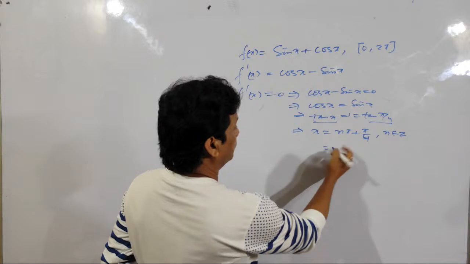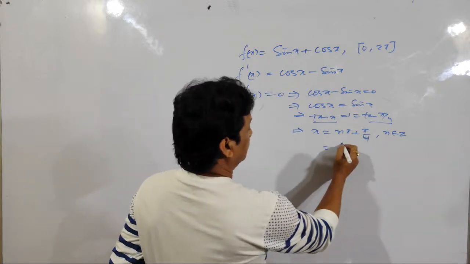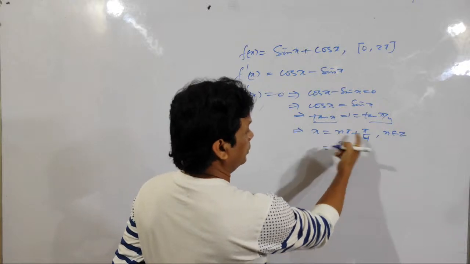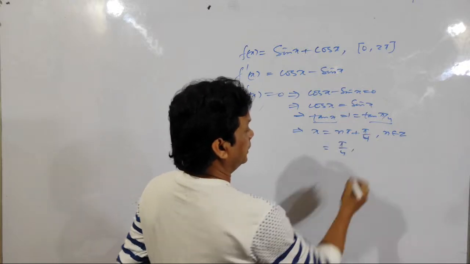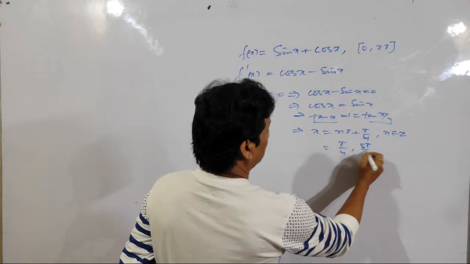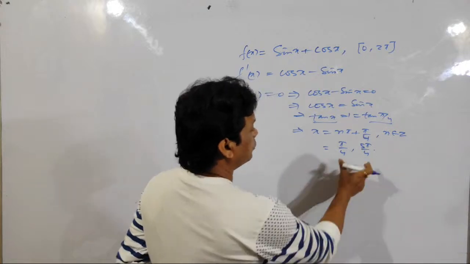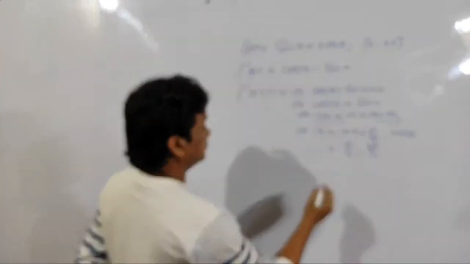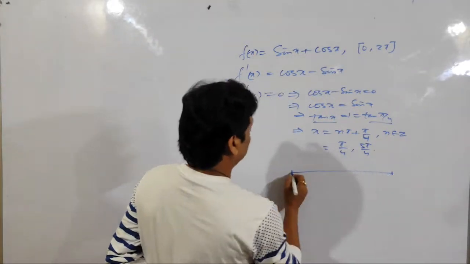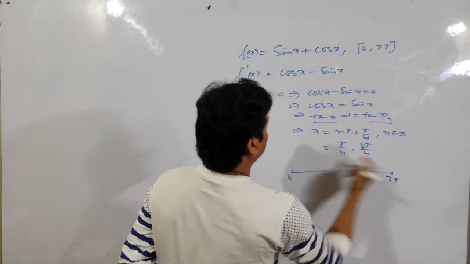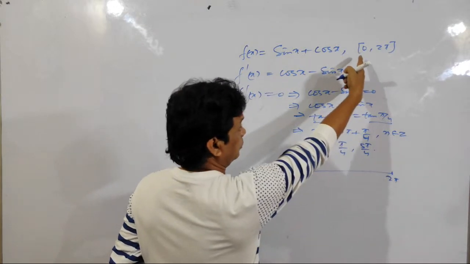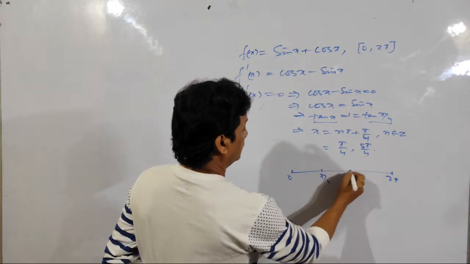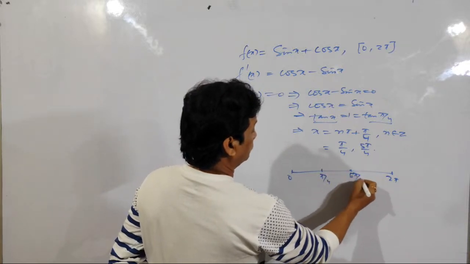Clear? Now first put n equal to 0, then it will be pi by 4. Put n equal to 1, it will be 5 pi by 4. And so on. Only these two values lie between 0 and 2 pi. Okay, let us see here. I am taking 0 to 2 pi, and both the values are included, because according to the question it is a closed interval. So there are 2 points, pi by 4 and 5 pi by 4.